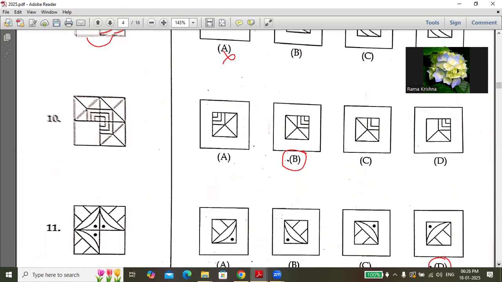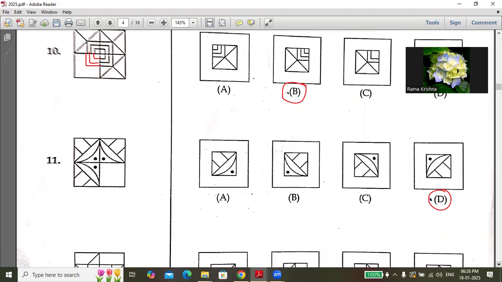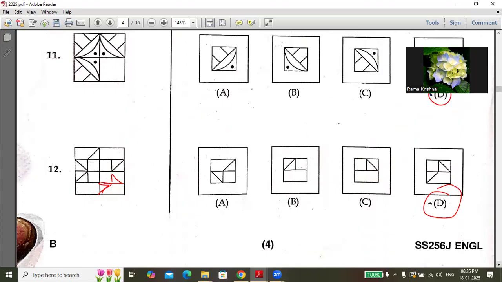Next, the 10th question. Here the squares need to be filled. When you draw a design, you can clearly see that the squares need to be filled here, and Bangalore is the correct answer. Next, the 11th question. Delhi is the correct answer.